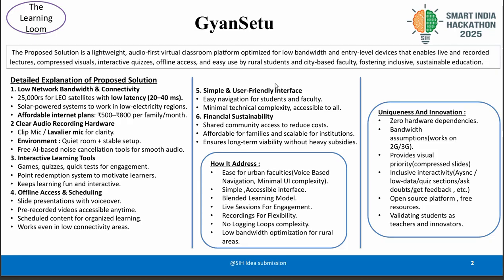For the networking issue, we propose LEO satellites, which are low Earth orbit satellites. They give a good bandwidth range with low latency of 20 to 40 ms, and also work with solar power in areas with low electricity. It is affordable, with internet plans that any rural family can afford.